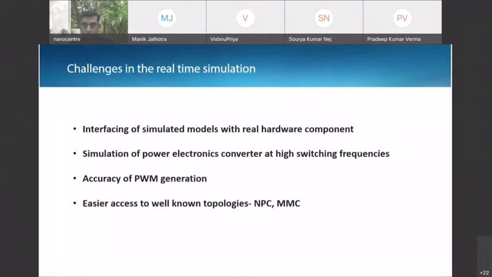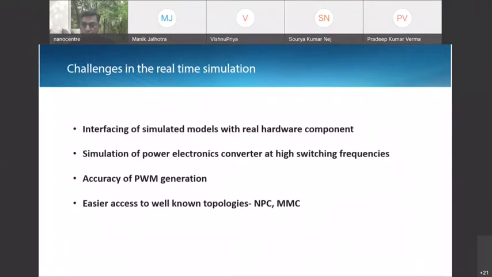And as a last challenge, which is actually not a proper challenge, we all know that NPCs and MMCs are various topologies which are very widely accepted in the industry. Now, for a research person who is very new to these things, what they need to do is first study the MMCs and then try to develop the entire picture of the MMC in the offline platform.